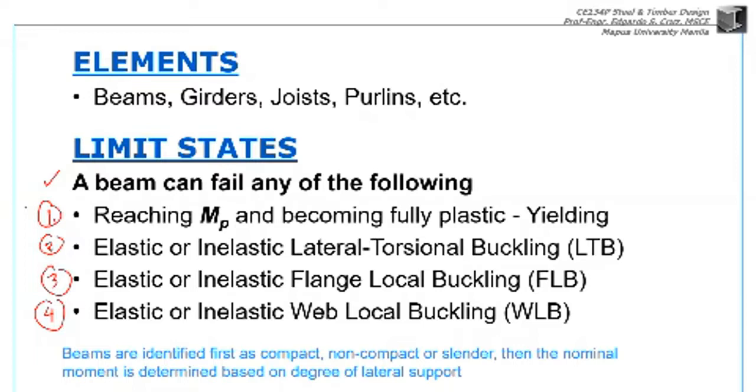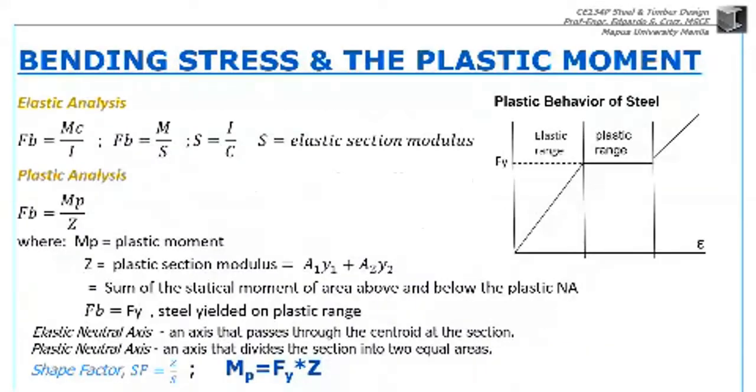Beams may first be identified according to their compactness. A section can be compact, non-compact, or slender. Then we also need to know its nominal moment based on the degree of lateral support. Okay, let's start with the bending stress and the plastic moment. This is possible whenever the beam experiences yielding, meaning the beam develops full plasticity, or the steel has yielded.